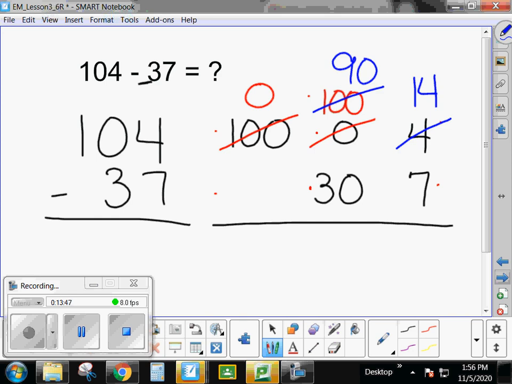Now I can do my subtracting. 14 minus 7 is 7. 90 minus 30. Remember, 9 minus 3 is 6, but it's 90 minus 30, so it's 60. When I put those together, and then I have no hundreds. 0 minus 0 is 0. Okay, so when I put those together, my answer is 67.